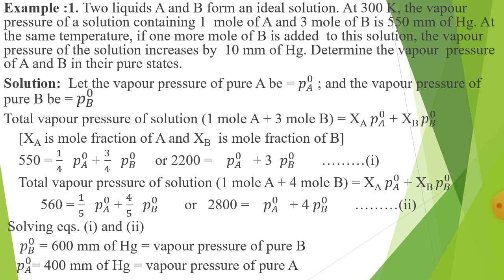In the second case, the number of moles of B is now 4, since 1 mole of B is added. Similarly, the total vapor pressure of the solution at that time is 560. Now the total number of moles is 5. That's why we get 1 by 5 P0 A plus 4 by 5 P0 B. This gives equation 2. Now solving equations 1 and 2, we get P0 B equal to 600 mm of Hg, the vapor pressure of pure B, and P0 A equal to 400 mm of Hg, the vapor pressure of pure A.